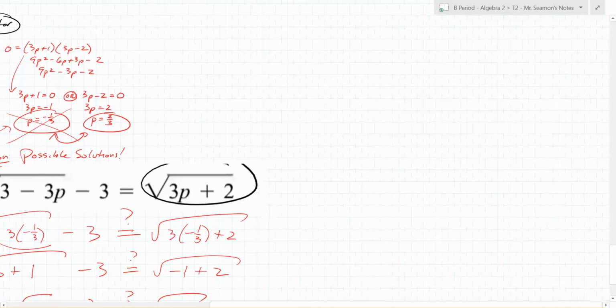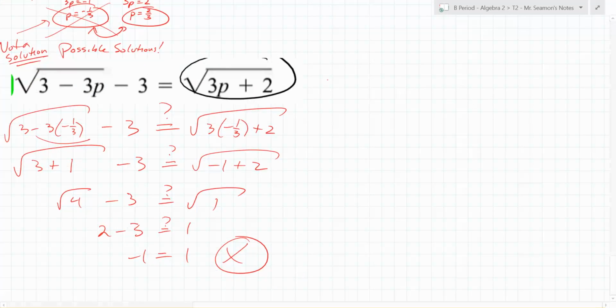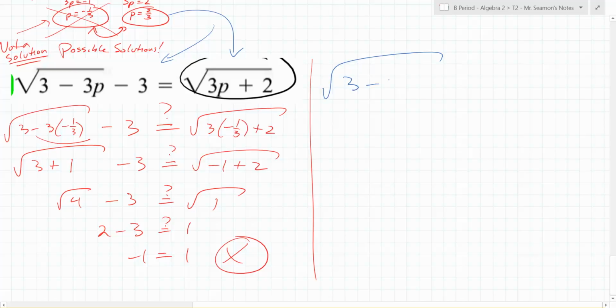What's the other value we have to test? The other, 2 over 3, into both sides, right? So we have the square root of 3 minus 3 times. Kids, if you can't be quiet, I will give you the test 2 days early.